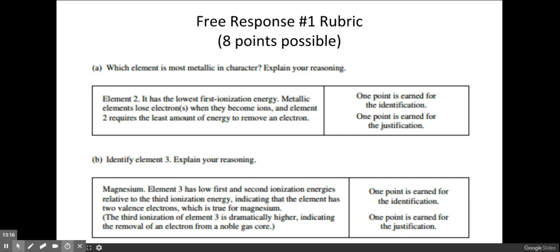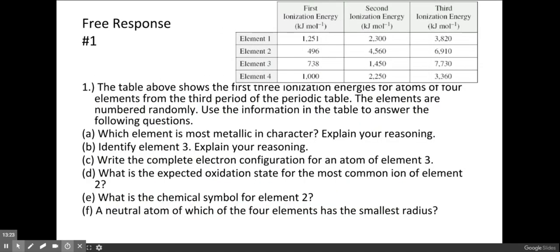Okay, so let's go back. And by the way, the 8 points possible up at the top is for all of question 1, not just A and B. Now we're going to look at C and D. C says write the complete electron configuration for an atom of element 3. Then D asks, what is the expected oxidation state, think charge, for the most common ion of element 2? These should be relatively quick, but pause, write down your answers for those, and then we'll move on.